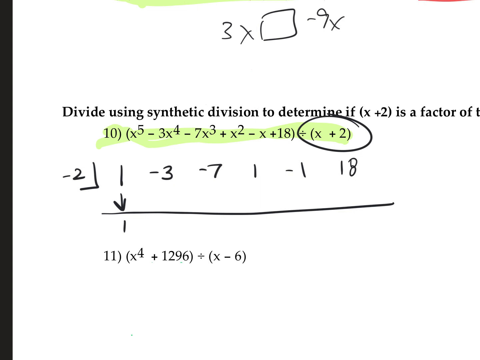So now we multiply to the corner and we add down. What's 1 times -2? -2. What's -3 and -2? Good. -5 and -2 is 10. -7 and 10 is 3. 3 times -2 is -2. Just kidding.